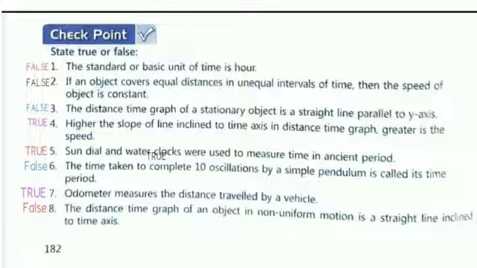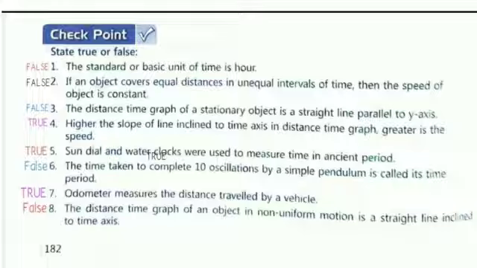Four. Higher the slope of line inclined to time axis in distance time graph, greater is the speed. This is true because higher the slope means it is taking less time. So it is greater the speed. Five. Sundial and water clocks were used to measure time in ancient period. This is true.